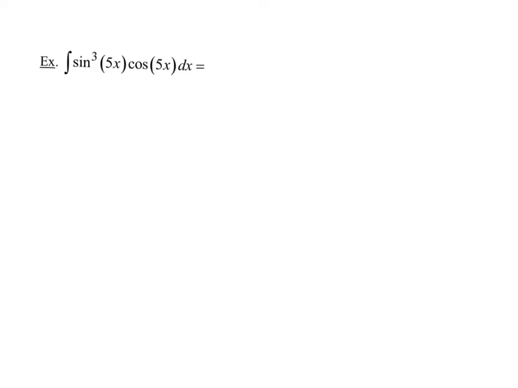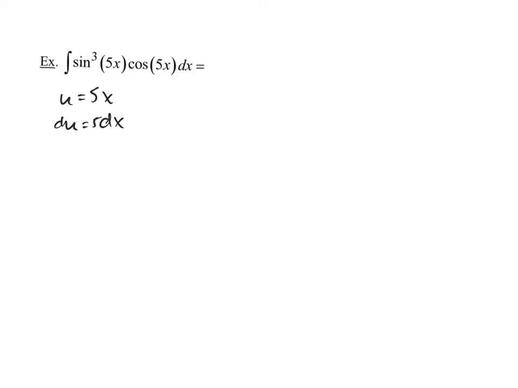The next example is pretty similar to the last one, except now I notice that inside of the sine and cosine functions, I have a 5x. Now your first instinct might be to use u is equal to 5x. In that case, that means that du is 5 dx, and so it looks like this might work because I have dx in the problem.